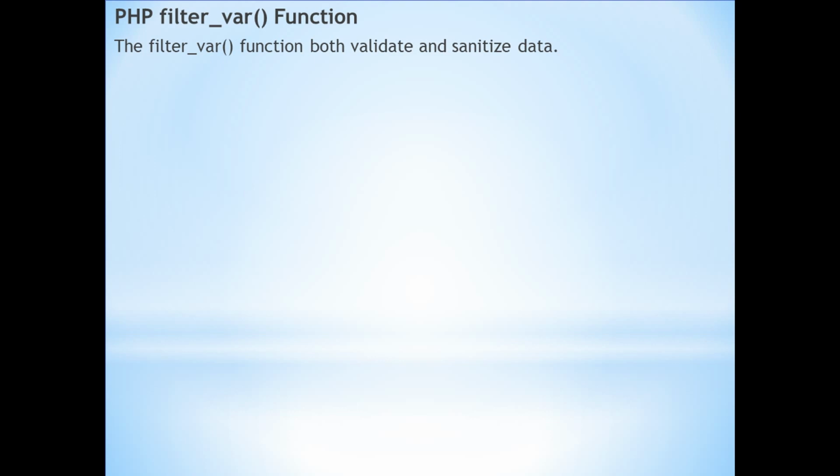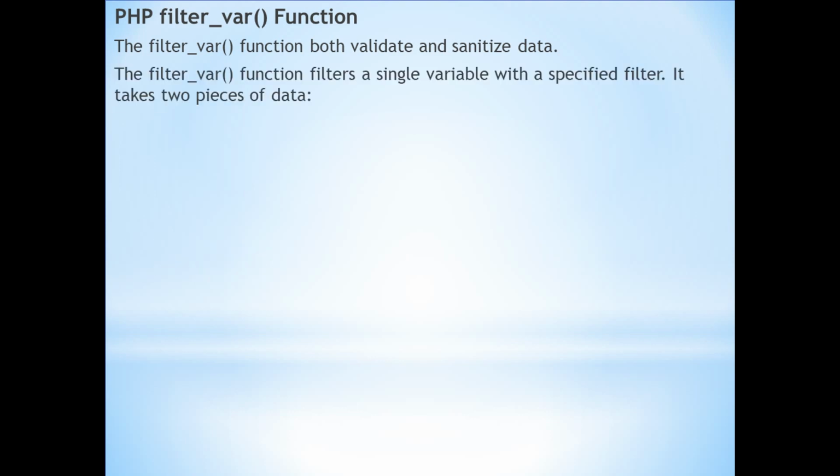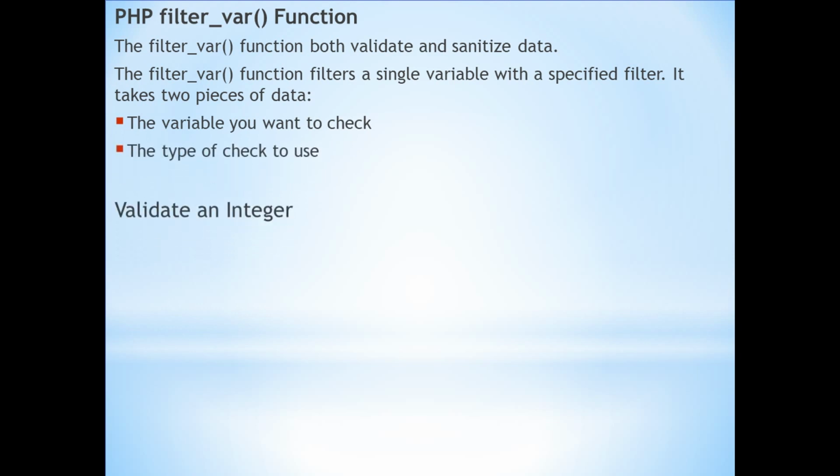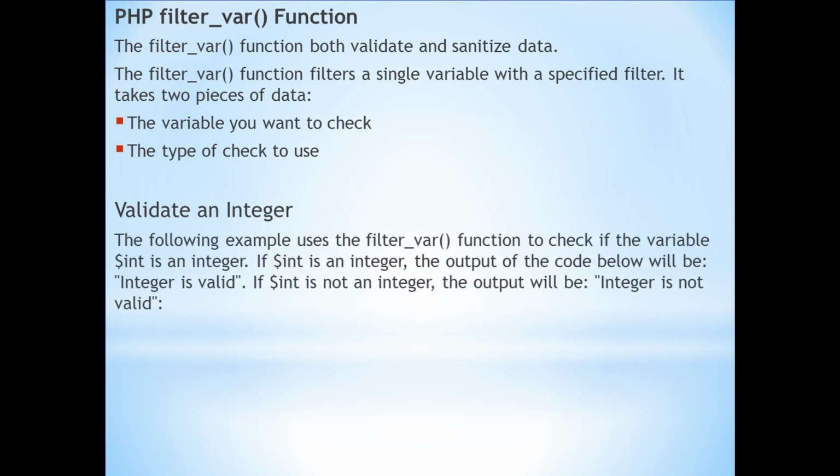The PHP filter_var function both validates and sanitizes data. Together I have used this function in the example. The filter_var function filters a single variable with a specified filter. It takes two pieces of data: number one, the variable you want to check, and then the type of check to use. Let's see, validate an integer. The following example uses the filter_var function to check if the variable $integer is an integer.